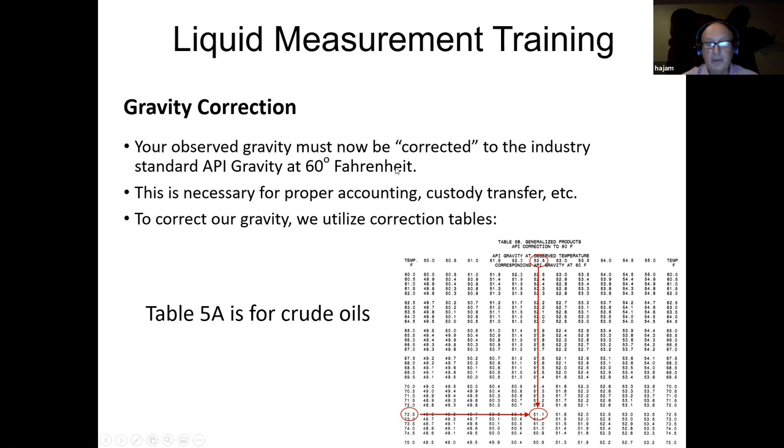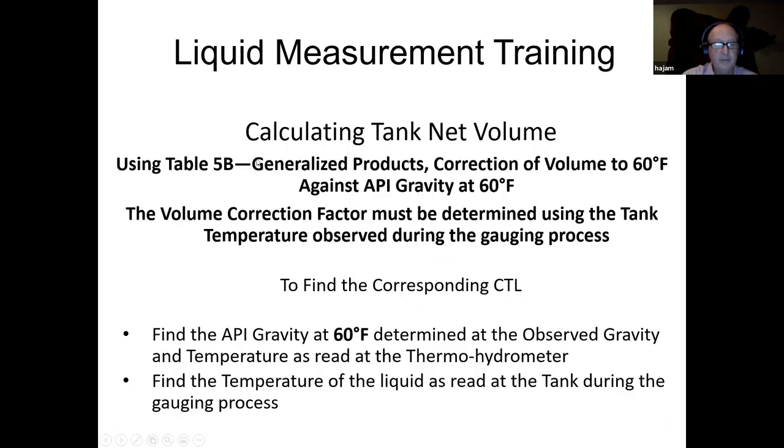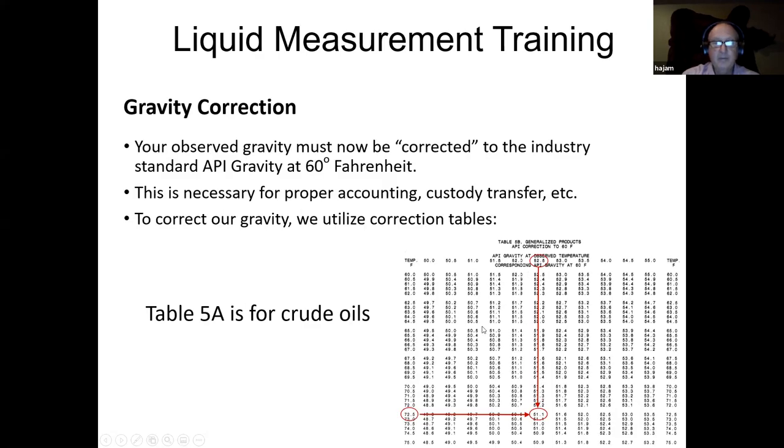Okay. So back to our little chart. Remember, we had a corrected gravity at 51.1 degrees API. This is necessary for proper accounting, custody transfer, et cetera. To correct our gravity, we utilize these correction tables. And we've just done that a few minutes ago. And like I said, even though this says table 5B, because I could not get an example of 5A, the process is exactly the same. So are there any questions about that? Just make sure we're on table 5A.